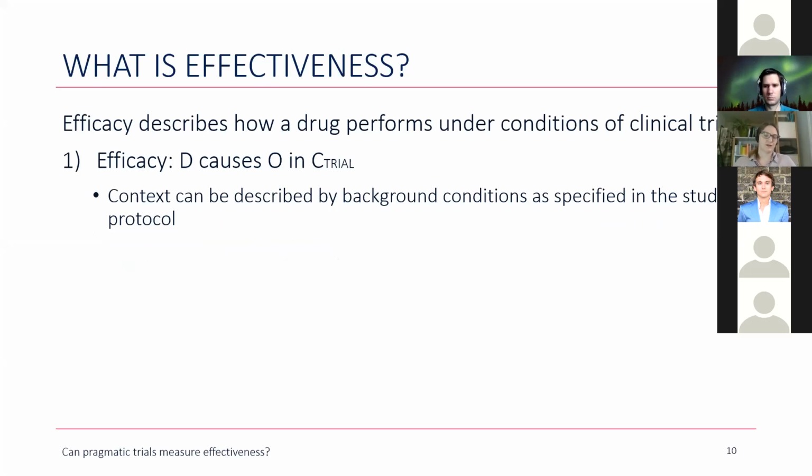Now, if we look a little closer at these statements and analyze them in a simple way, I think this is what we get. We have efficacy, where we have a drug that performs somehow, so it causes some outcome in a specific context. Here, the context is the one of a clinical trial. And we can be generous at this point and say that this context can be sufficiently described by the background conditions as they were specified, for example, in the study protocol.